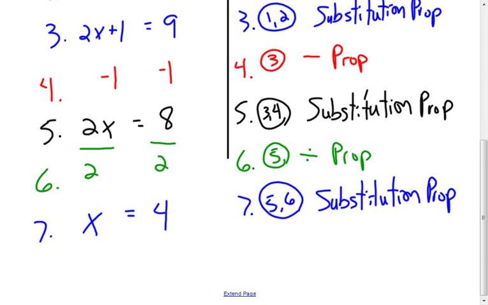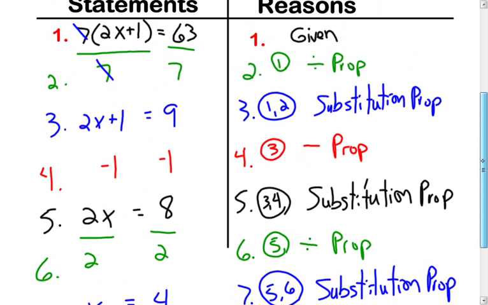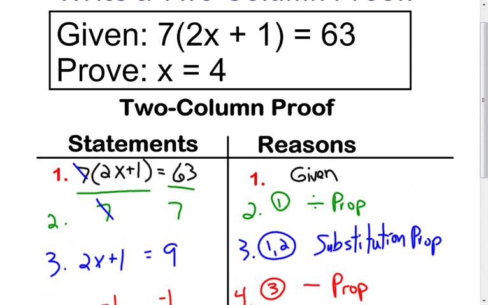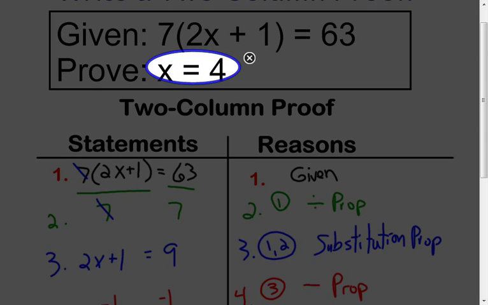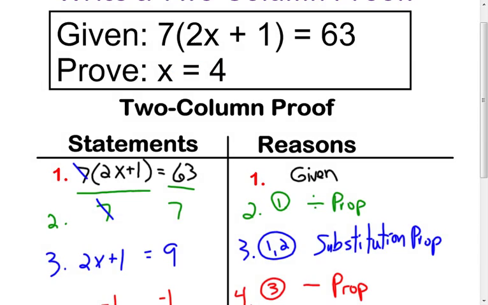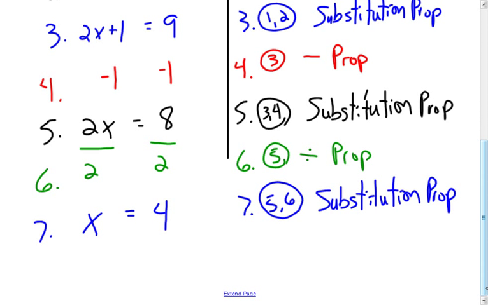Now some of you are going to ask, when do I finish a proof? Well, you are done with the proof when you get to what you're actually trying to prove. So when you notice here, we were trying to prove that x is equal to 4. The very last line in my proof says x equals 4, so I know I'm done. Don't go any farther. You've completed it.